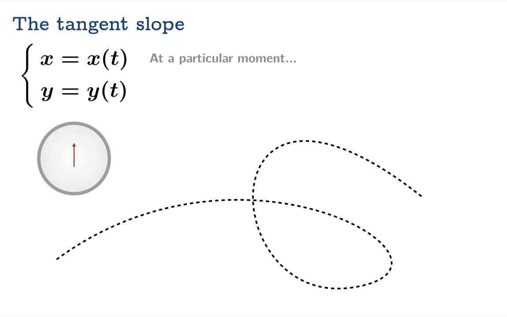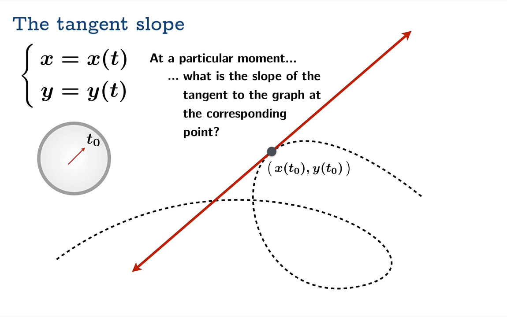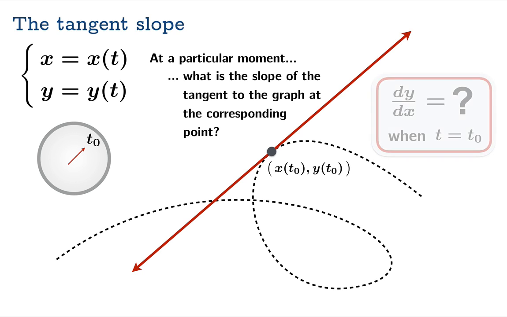Now, we're going to pick a particular moment, say t0, and we'll find the position on the curve at that time. And what we'd like to figure out is the slope of the line tangent to the curve at that point. In other words, what is dy/dx when t equals t0?